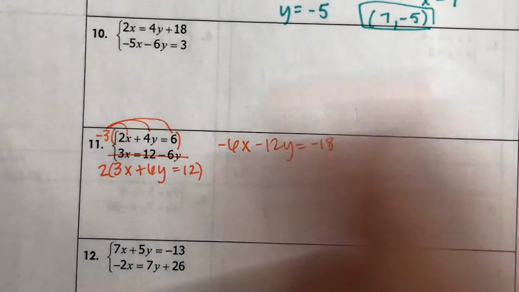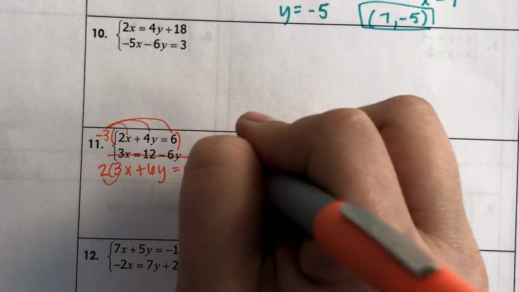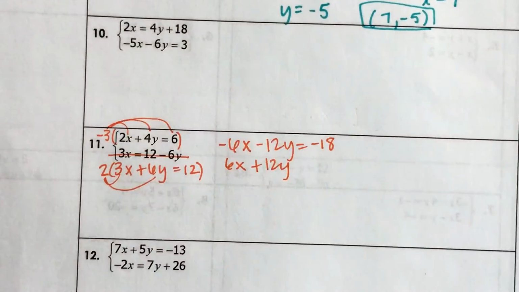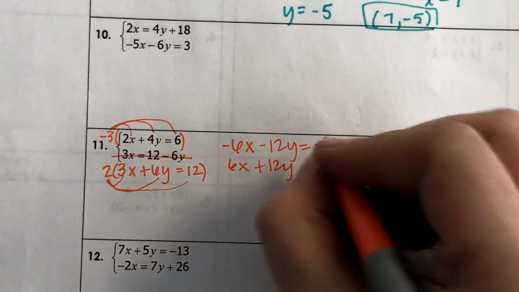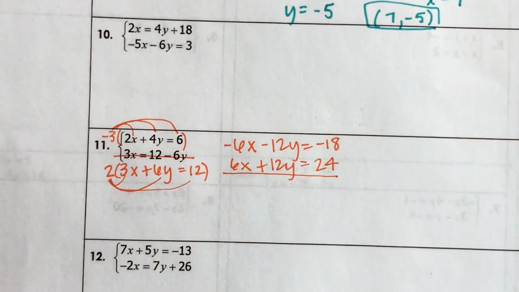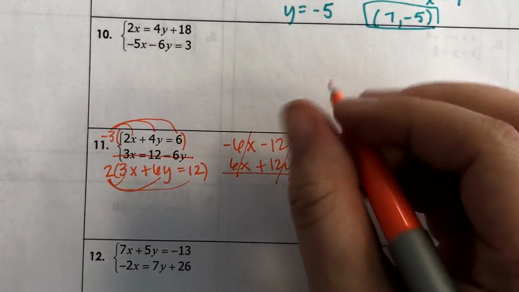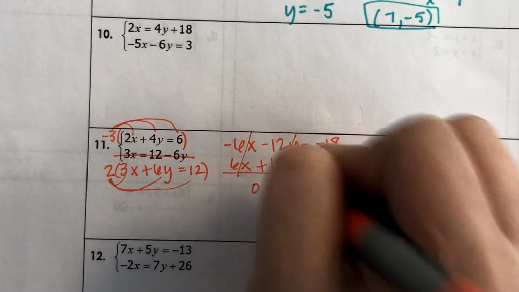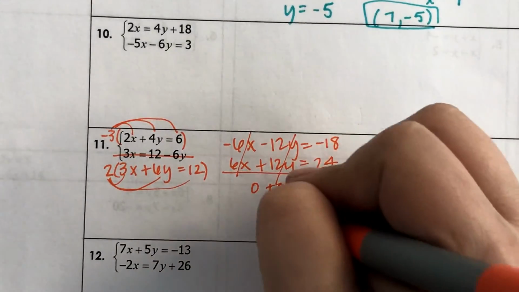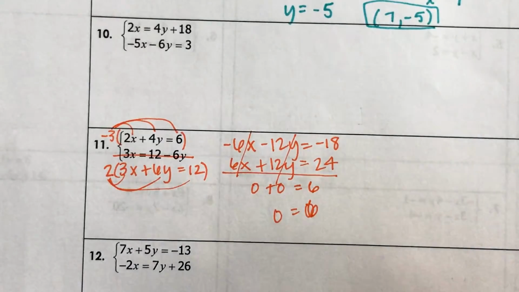Okay, now we're going to multiply again. 2 times 3x is 6x. 2 times 6y is 12y. And then 2 times 12 is 24. Then we add. X's cancel, y's cancel. So we have 0 plus 0 equals -18 plus 24, which is 6. So this says 0 equals 6, which it doesn't.